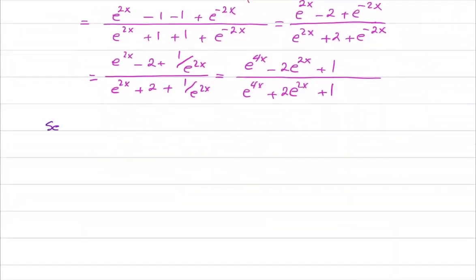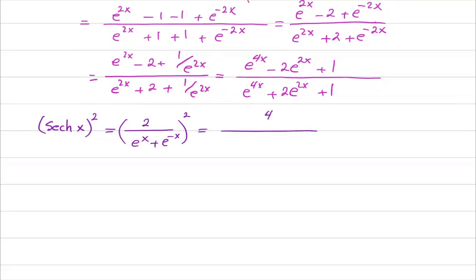So for hyperbolic secant of x to the second power, remember the definition. When you're talking about hyperbolic secant, it is 2 divided by e to the x plus e to the power minus x, raised to the second power. What do we have? We have 4 over e to the x plus e to the power minus x to the second power.